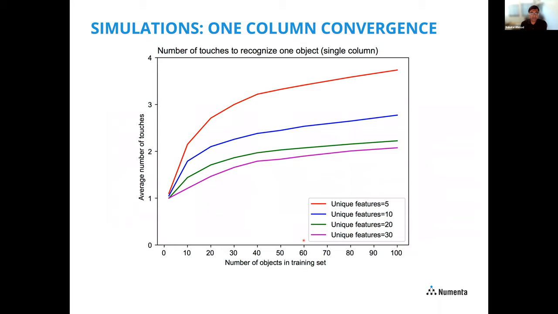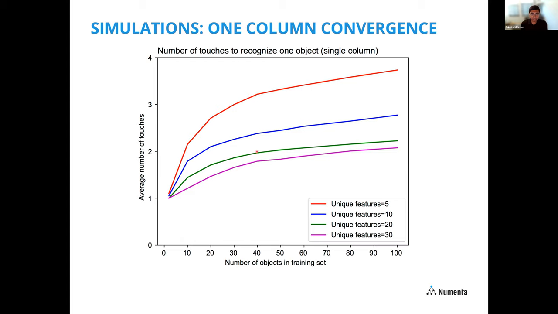So this shows, as you increase the number of objects in the training set, you get more and more ambiguity, and therefore the number of touches you need to uniquely identify something will increase over time. And then the other factor is, if you have more and more unique features in your cortical column, it's going to be quicker and quicker.